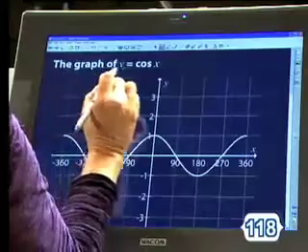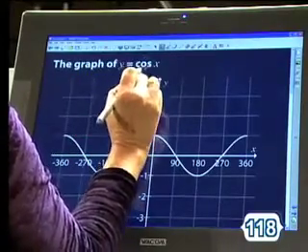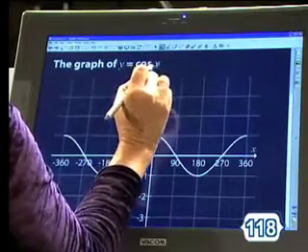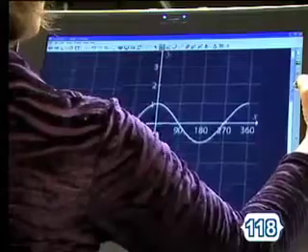Okay, so moving on to the next graph, which is that of y equals cos x. Notice all we've done is we've changed it from the sine ratio to the cos ratio. Now let's have a look at the characteristics of this particular graph. Let's look at the similarities first of all.